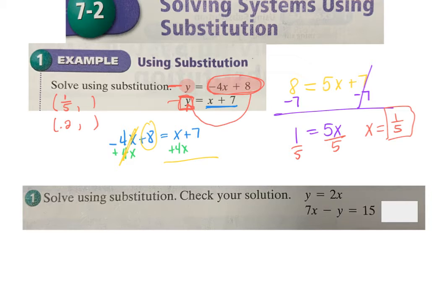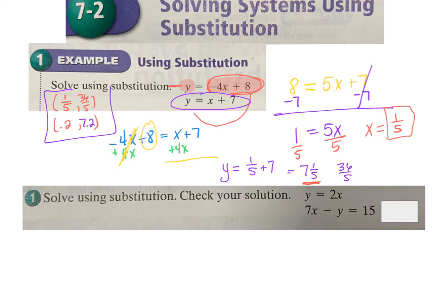So let's say I take this second equation here, and I plug it in there. So I'm saying, what is my y? Y equals 1/5 plus 7, or 7 and 1/5 if you write it as an improper fraction. That's what? 36 over 5, right? If I write it as a decimal, that is going to be 7.2. But this would be my answer. 0.2 and 7.2 are 1/5 and 36/5.